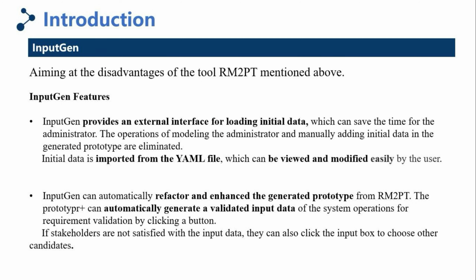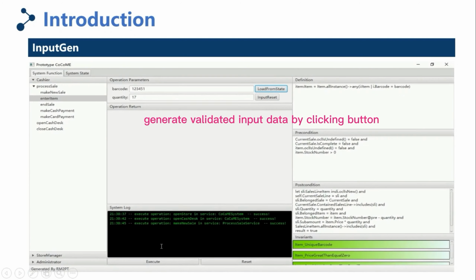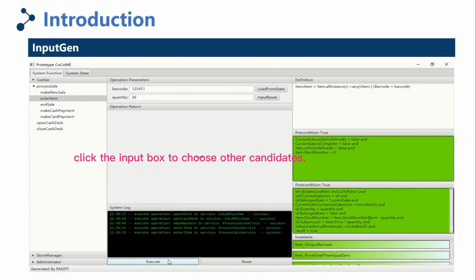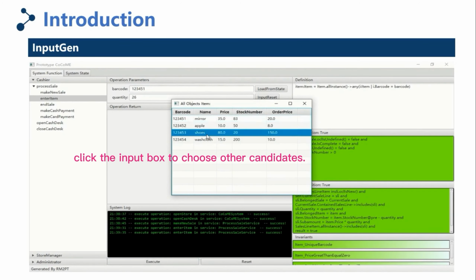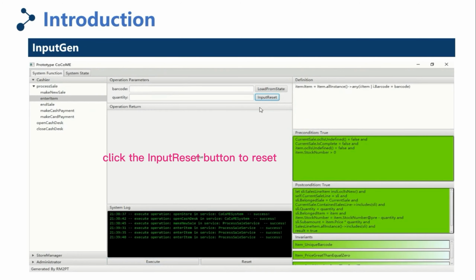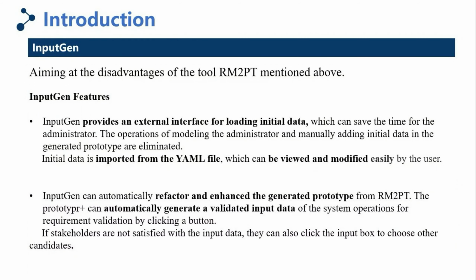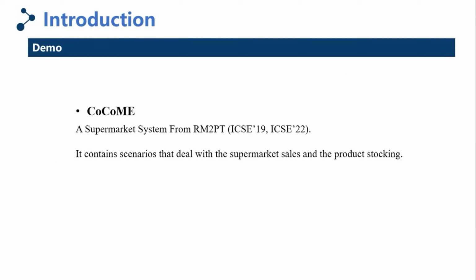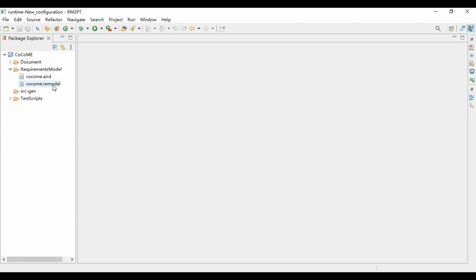Secondly, InputGen can automatically refactor and enhance the generated prototype from RM2PT. The Prototype Plus can automatically generate valid input data for the system operations for requirements validation by clicking a button. If stakeholders are not satisfied with the input data, they can also click the input box to choose other candidates. The model we demonstrate is COCOME, a supermarket system from RM2PT, which is widely used in our daily life.